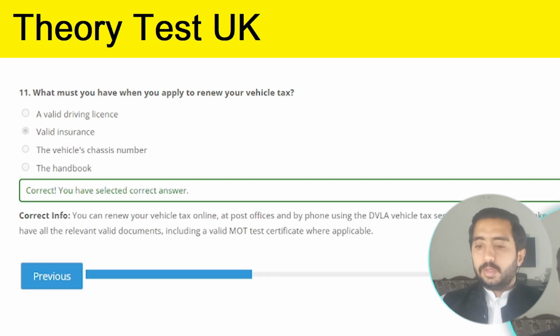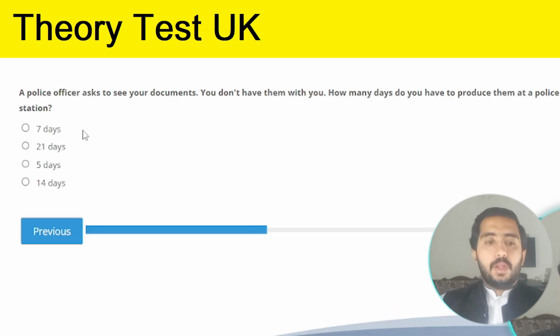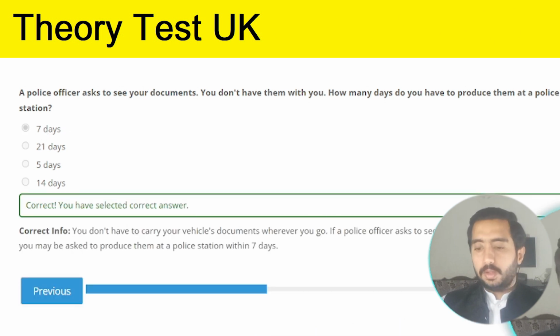Next one, question number 12. A police officer asks to see your documents. You don't have them with you. How many days do you have to produce them at a police station? The correct option is option A, which is 7 days. Next one.